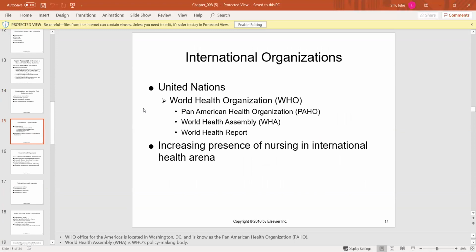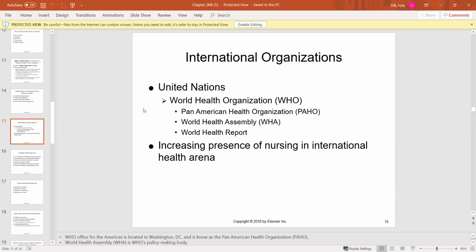When we talk about international organizations, the United Nations has underneath it the World Health Organization. This is located in Washington, D.C. The Pan American Health Organization, I think that's just another name for the World Health Organization. The World Health Assembly is a policy-making body. The World Health Report's main purpose is to provide countries, donor agencies, international organizations, and others with information they need to make policy and funding decisions.